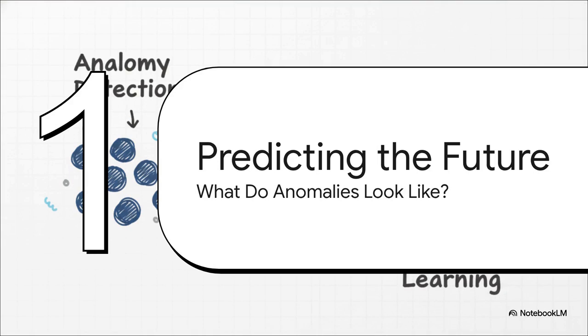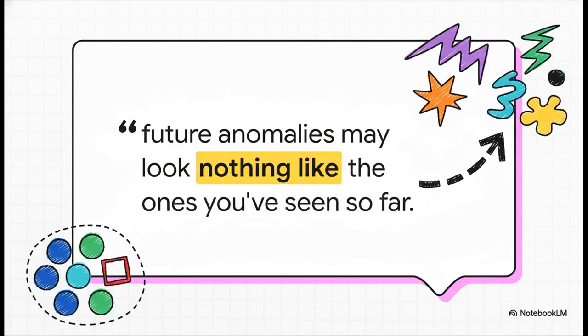All right, that was question one, data imbalance. Now for our second, equally critical question. This one is all about the future. We have to ask ourselves, what will our future anomalies actually look like? Are they predictable? And this quote really says it all, doesn't it? Future anomalies may look nothing like the ones you've seen so far. Sometimes the failure you're going to have tomorrow is a kind of failure that the world has literally never seen before. And this is where the two methods really, truly part ways.